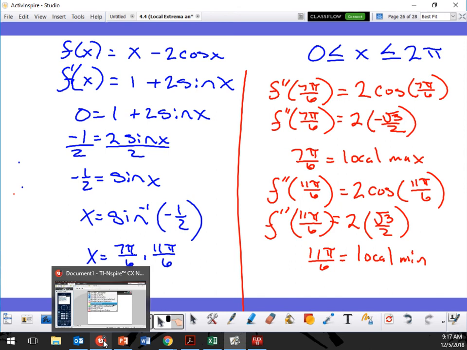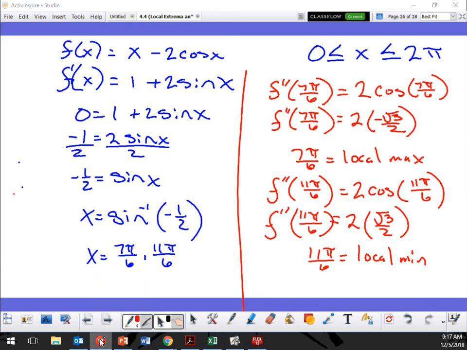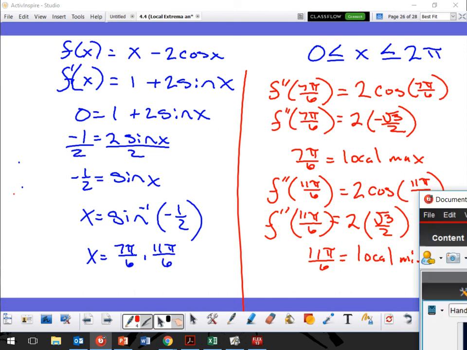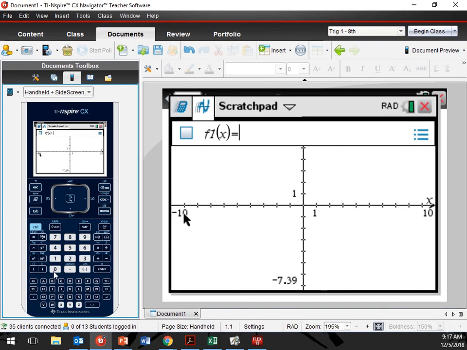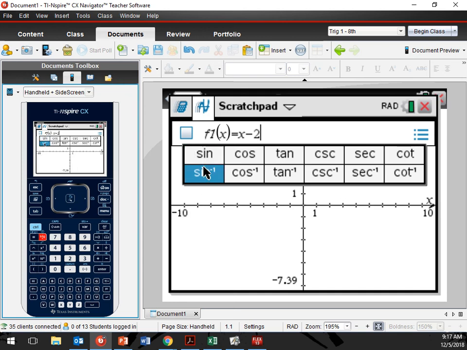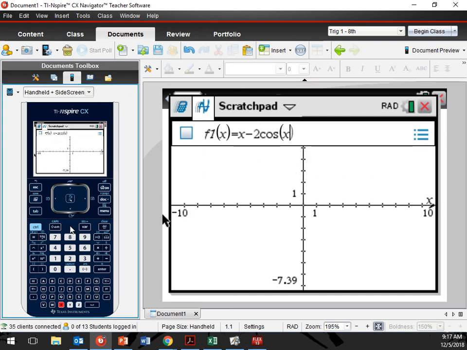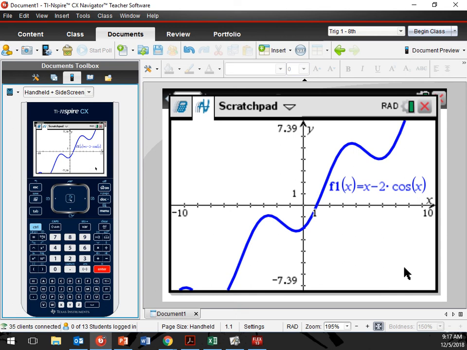Let's see. There we go. I'm bringing up that calculator, especially for those people that don't have any like this in their country. So it's going to be x minus 2 cosine x, right? The original function? Yes, the original function. Okay, thank you. I'm hoping everyone's participating today. All right. There we go.